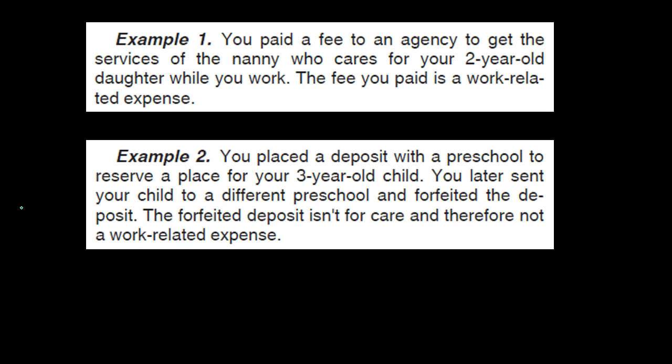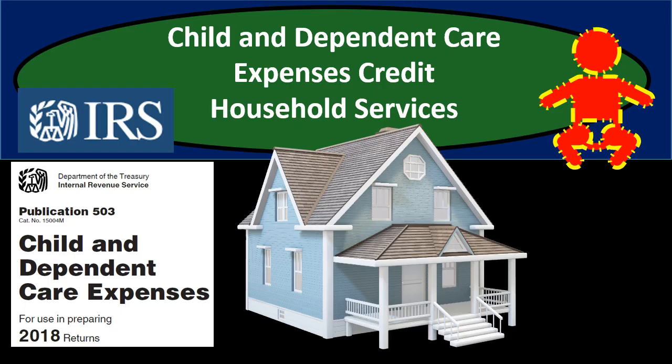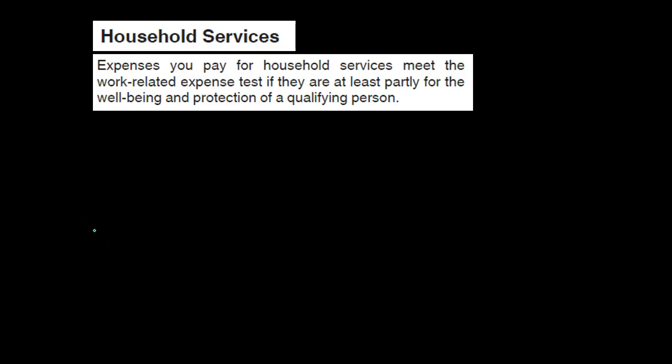So you kind of put the deposit there to save the place, yet it didn't happen. So then you forfeited the deposit to go somewhere else. In this presentation, we'll discuss the concept of household services related to child and dependent care expenses credit. This information can be found in Publication 503.